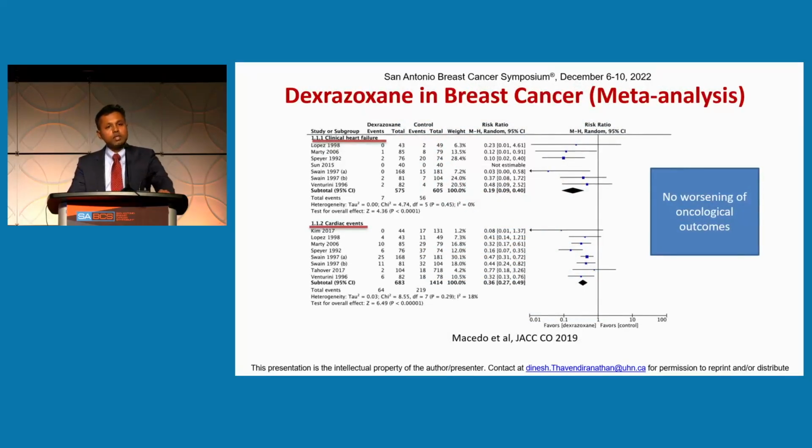Another class of drugs that have had a lot of traction for primary prevention is dexrazoxane. This is a drug that inhibits reactive oxygen species production by inhibiting binding to iron, as well as binding to topoisomerase 2 beta. And this has been studied specifically in the context of breast cancer, mostly advanced breast cancer. And this meta-analysis, in fact, showed a remarkable reduction in clinical heart failure and cardiovascular events without worsening oncological outcomes.